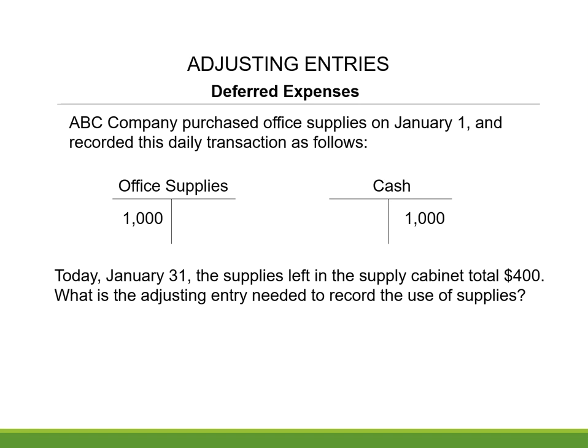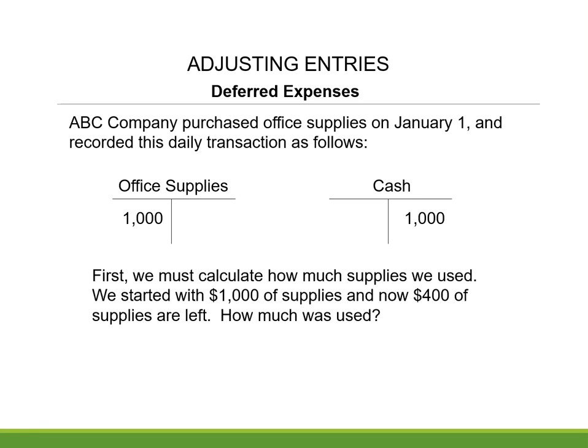So on January 31st, we counted the supplies we had left in our cabinet, and there was $400 worth of supplies. What is the adjusting entry that we need to do to record the use of supplies? Well, first we have to calculate how much supplies did we use. Okay, so if we started the month with $1,000 of supplies and now we have $400 left in our cabinet, how much did we use? We used $600, so we have to make an adjustment for $600.